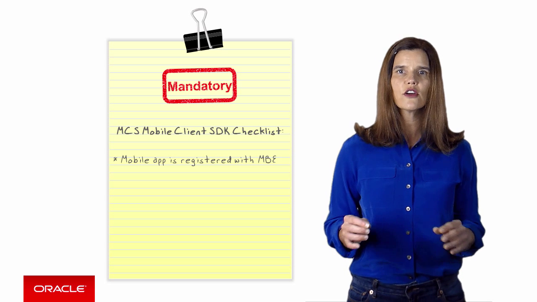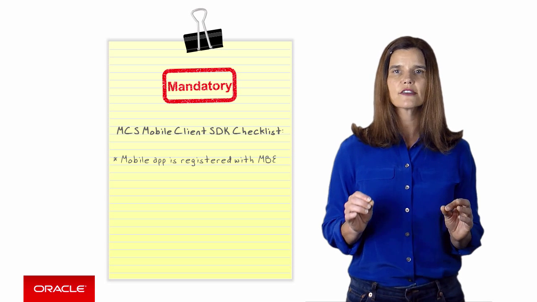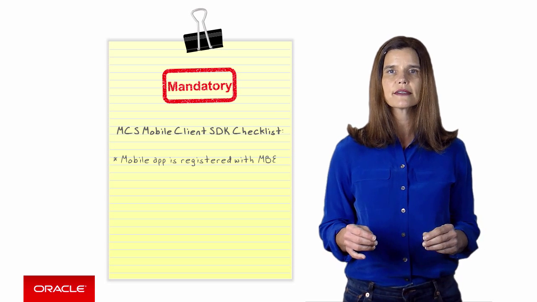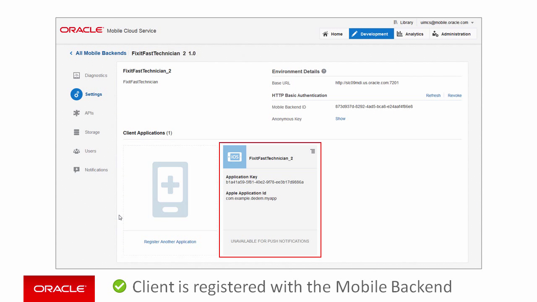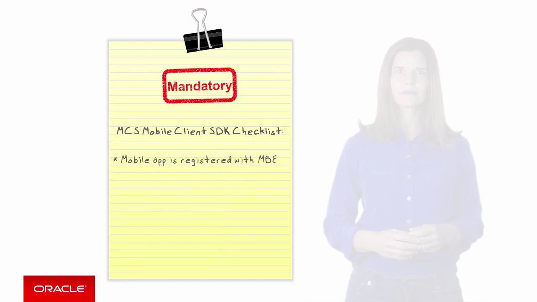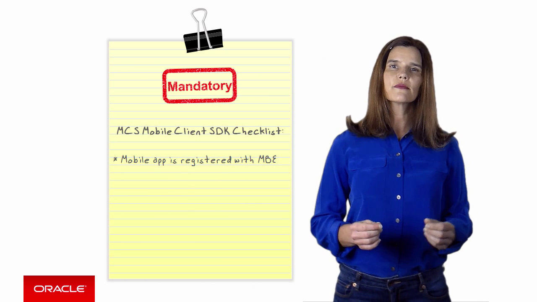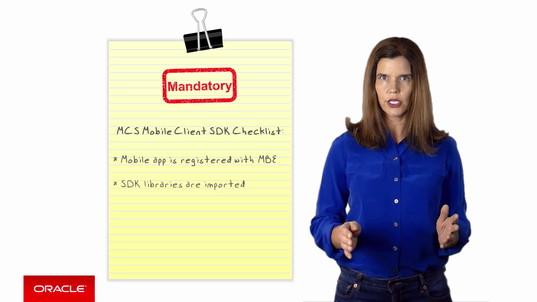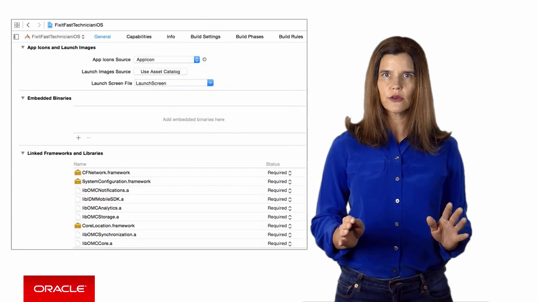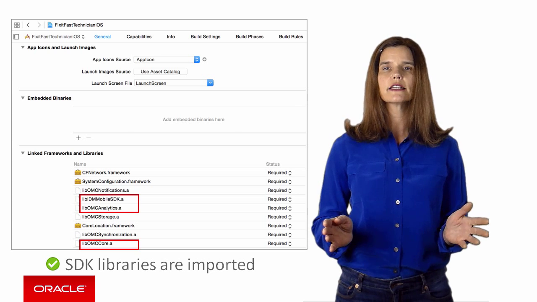First, you need to make sure that your application is registered against the mobile backend in MCS. Look in the settings for the mobile backend and make sure the application is listed along with the application key. Next, make sure that the libraries for the MCS Mobile Client SDK have been imported. Here you see the mandatory libraries for analytics highlighted.